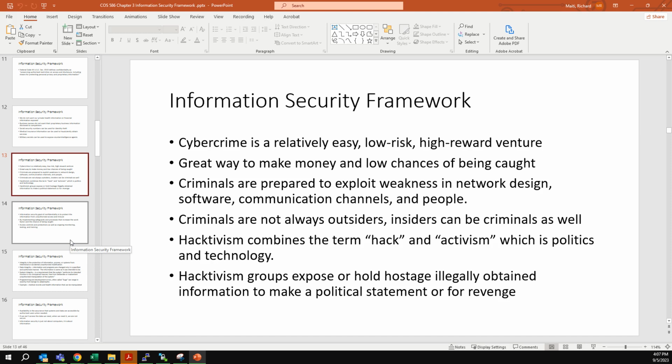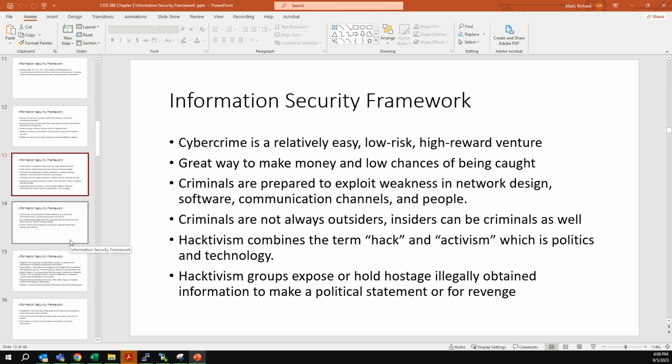Cybercrime is a low-risk, high-reward venture. It's a great way of making money because of international regulations; there could be low chances of being caught. Criminals exploit weaknesses. They're not always outsiders; they can be insiders, people working in the company.